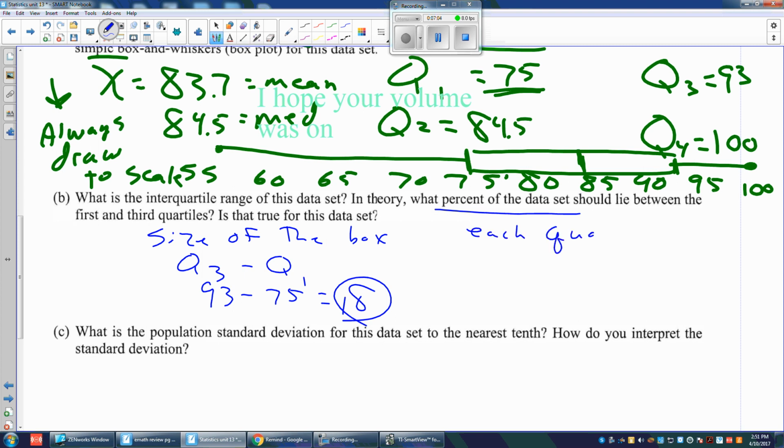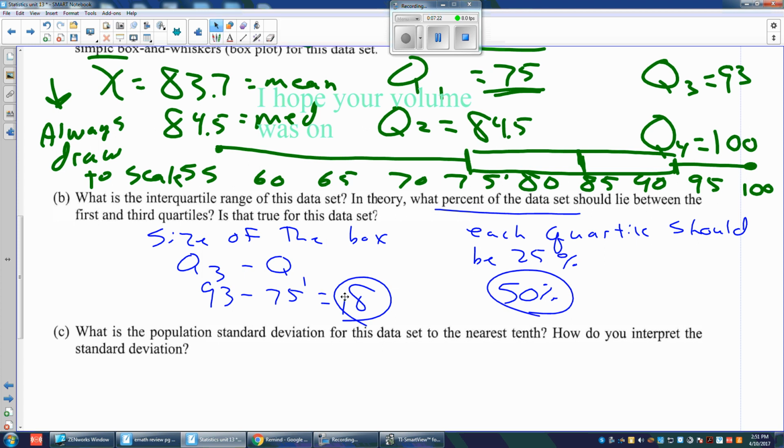Each quartile should be 25%. So the interquartile range is 50%. Is it true for this data? Let's take a look.